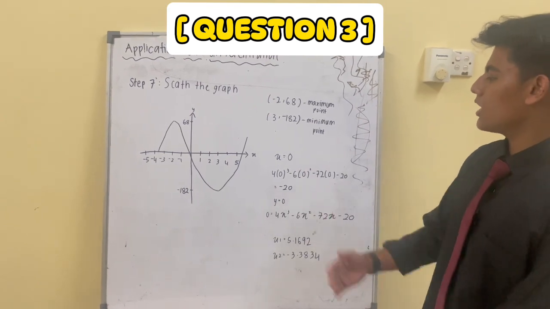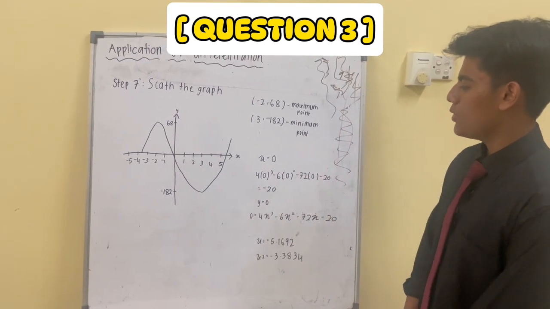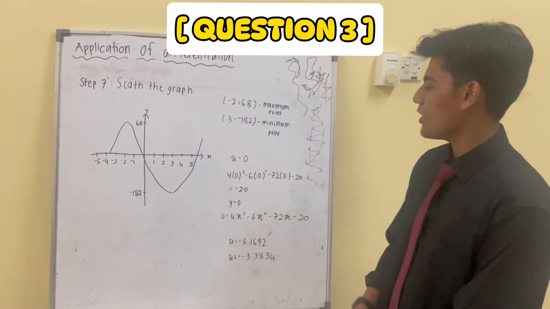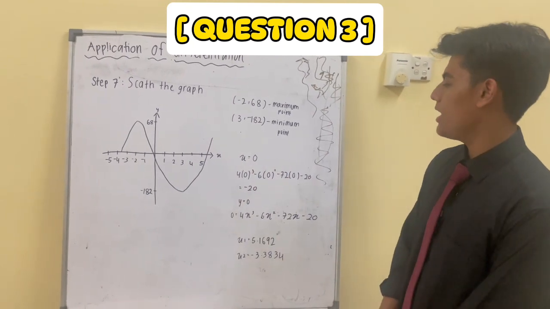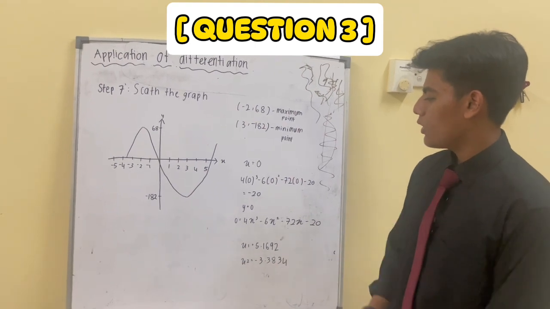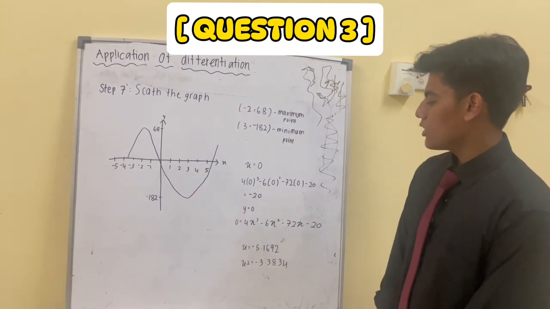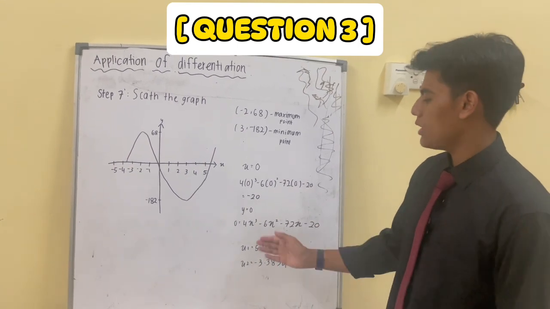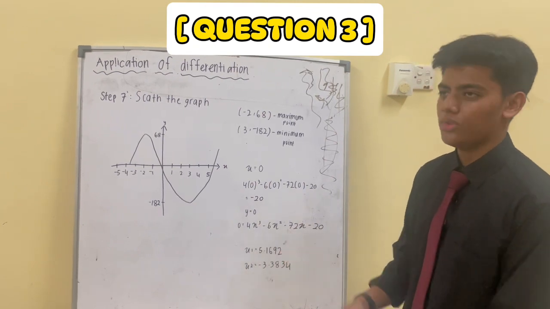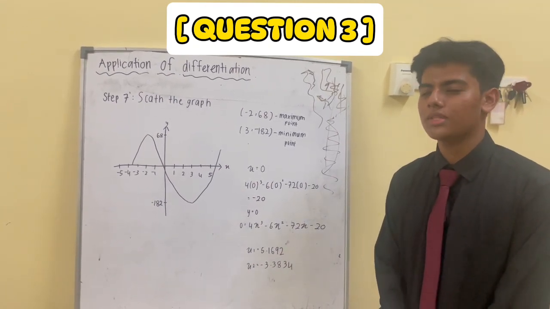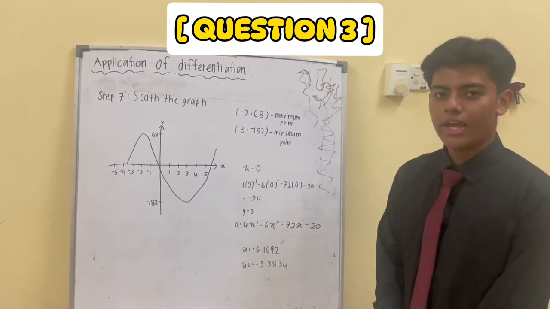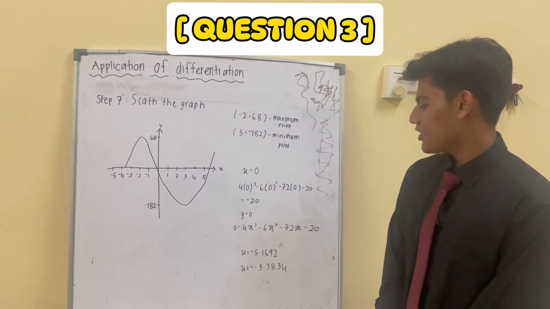So before we do the graph, we have to do like this: x we will replace with 0. This we got from the question that we write down. Just replace the x with 0, and we got negative 20. And for y equal to 0, we just have to replace y with 0 in the equation and calculate. Using the equation in the calculator, we get the answers x1 is 5.1692 and x2 is minus 3.3834.